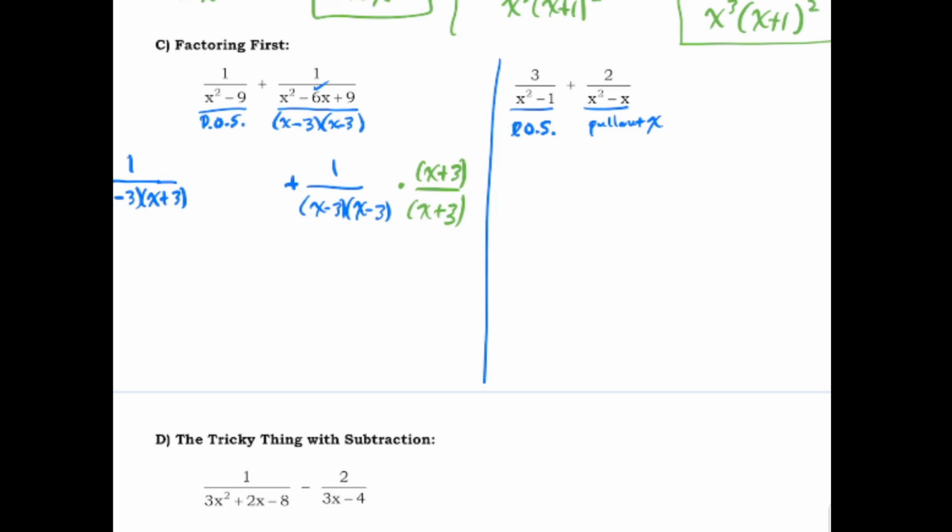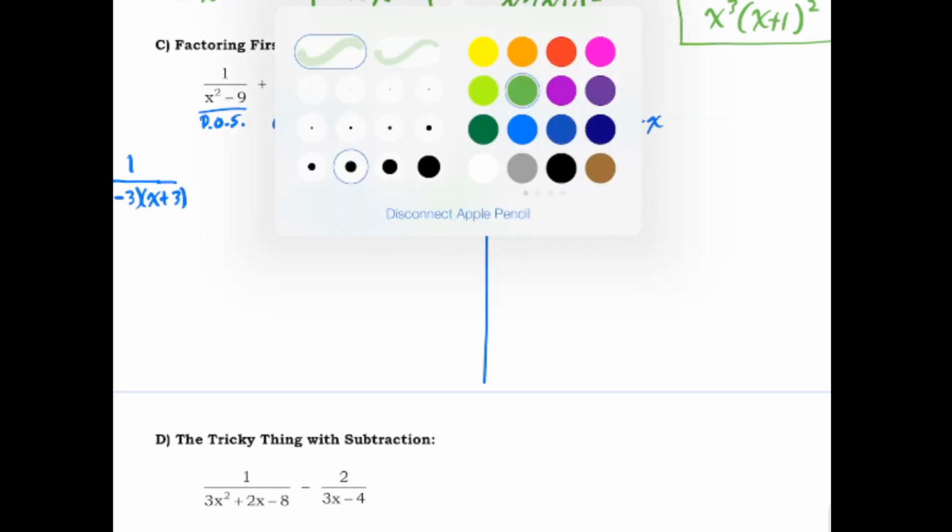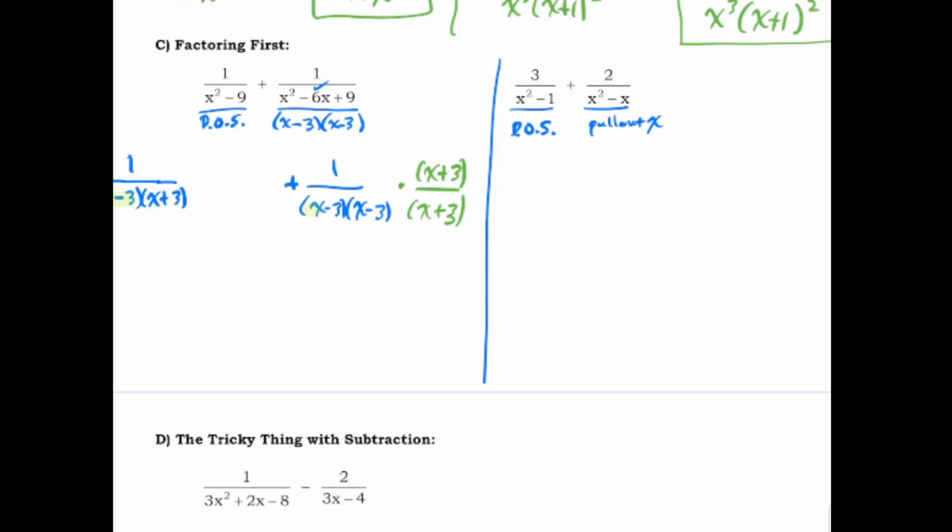Let's get a color going here. Maybe this color. Oops, not that color, this color. I got an x minus 3, I got an x minus 3. I got an x plus 3, I got an x plus 3. You know, this isn't a bad idea. Get yourself a little highlighter going, because I highlighted the two x minus 3's, I highlighted the x plus 3's, and then all of a sudden I was made startlingly aware that, hey, I haven't highlighted that yet.